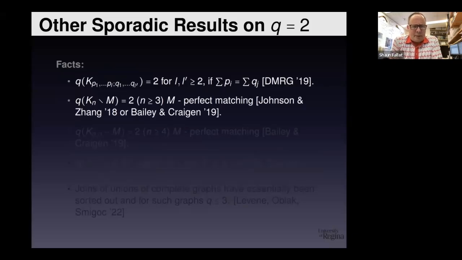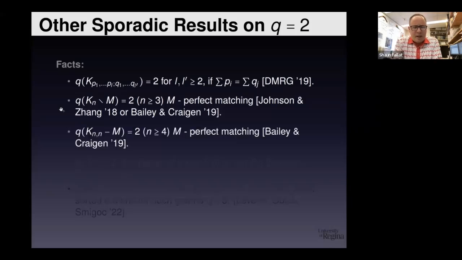You can take the complete graph and remove a perfect matching, or maybe a maximum matching, assuming we imagine n is even so we don't worry about it. This was done in a couple of places: you take the complete graph and remove a few independent edges, and you keep Q equal to 2, which is curious. You can do the same thing for the complete bipartite graph, as long as you're careful.